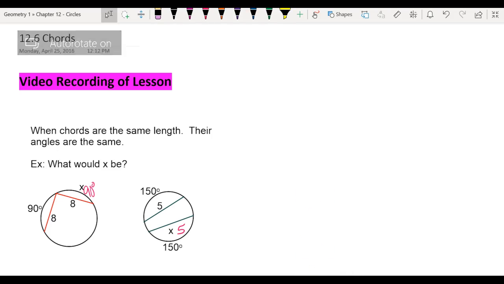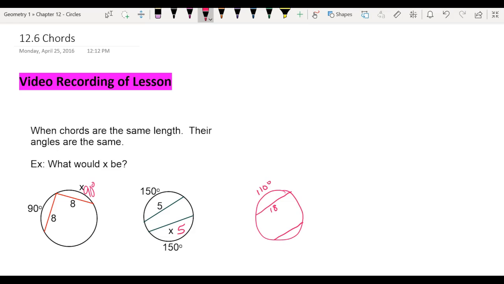Okay? Now, the other thing you're going to see with this today, and this is not in your notes, so you're going to have to add it. It will be on the test. If you have two chords, let's say I tell you this chord is 18 and the degrees of it is 110, and the degrees of this one is 110 and this is 2x minus 2, and I ask you to find x.